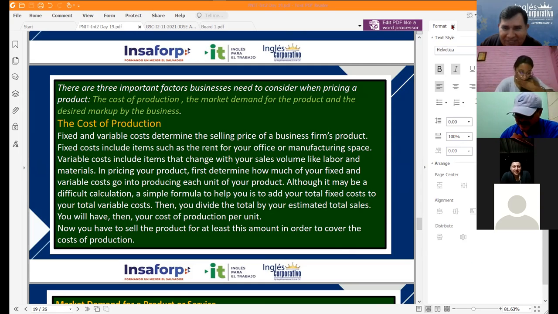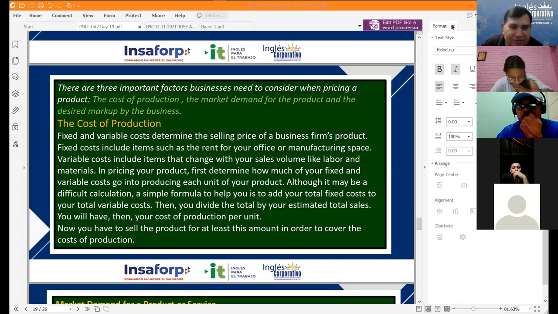Well, my dear ones, I'm going to send you to the groups. And in the groups, you're going to work together and you're going to read about the factors that you need to consider when pricing a product, okay? So you have to read this and you're going to discuss the questions. Read page 19 and page 20 and discuss questions on 21. That's going to be the task for you. Let's go to the groups.